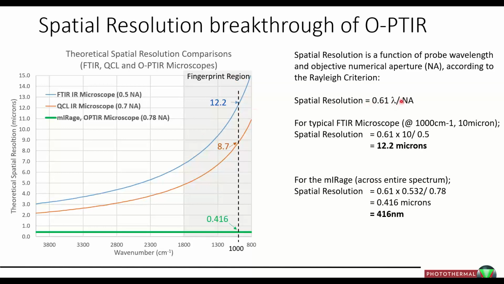But if you substitute out your long infrared wavelengths for a short visible probe of 532 nanometers and couple that with a high NA objective, now your resolution theoretically is in that sort of 400 nanometer range. But excitingly, it's actually flat across the entire spectrum, much like Raman. So it is very similar to Raman in terms of its operations and characteristics.